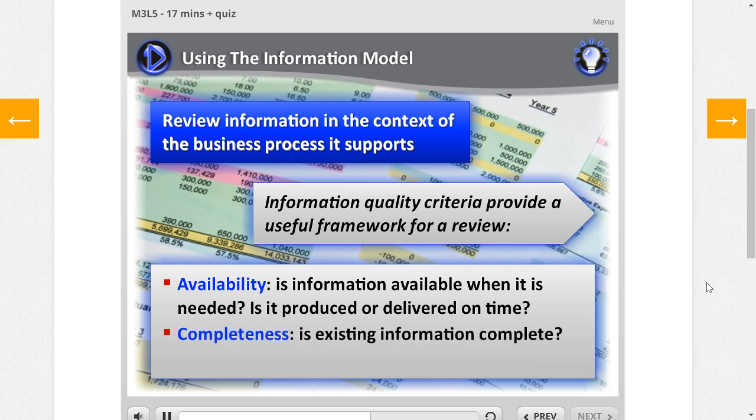Completeness. Is existing information complete? Or do users have to get additional information from elsewhere? Or maintain their own information? Appropriate amount of information. A common issue is that reports continue to be produced long after the need for them has disappeared.